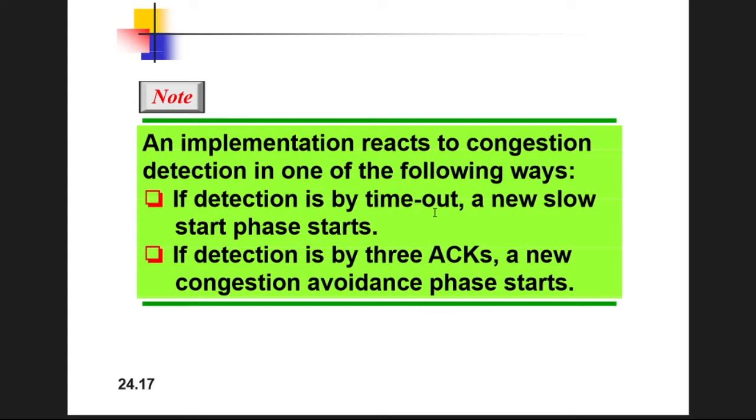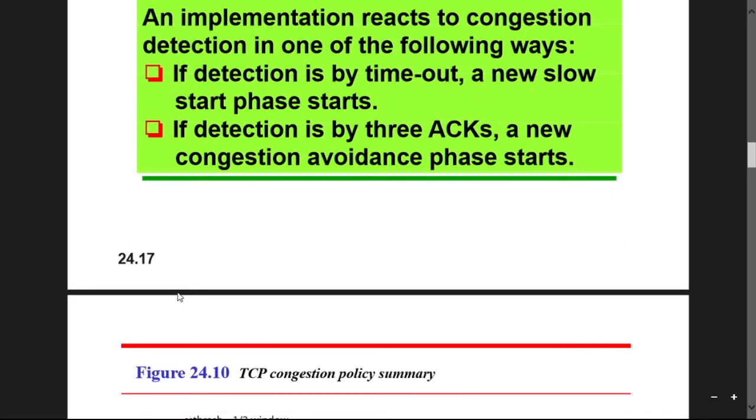If detection is by 3 acknowledgements, a new congestion avoidance phase starts. Okay, so if we get all the acknowledgements, then we can avoid the slow phase and start the new congestion avoidance phase. If there is no acknowledgement, then you have to retransmit the data, start the timer, and again start with the slow start process. And if the detection is by 3 acknowledgements, then a new congestion avoidance phase will start.